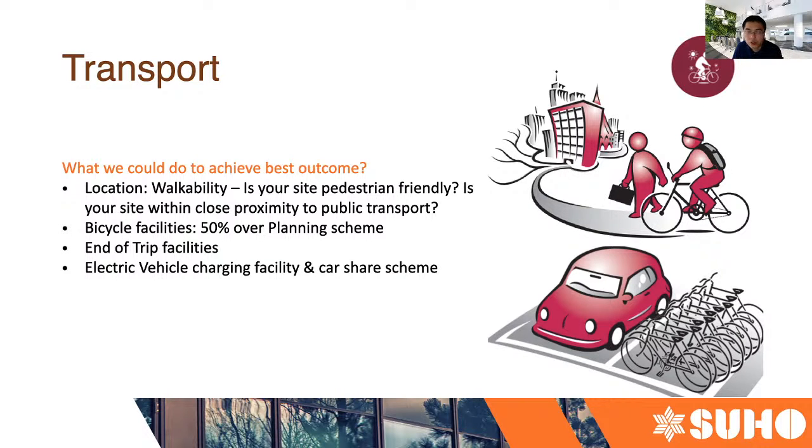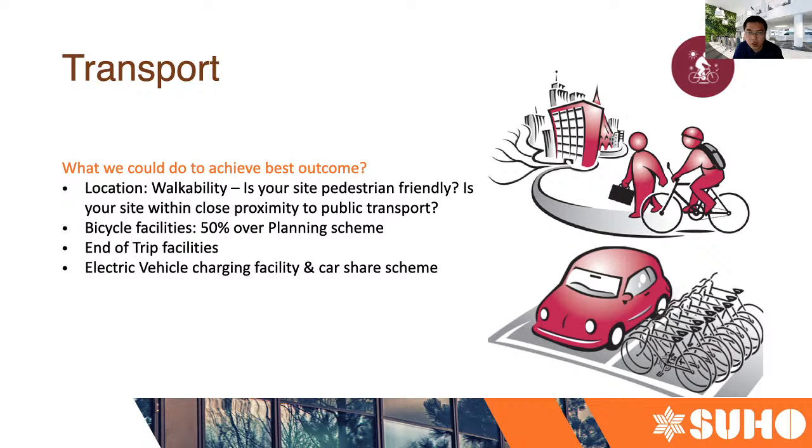Transport. For transport, the most important thing is location, as when your project is close to public transport, or there's some convenience store around. But location is not something we can change when your project is there. So other things we can do to improve the sustainability of your project is to encourage people to use more sustainable transport. So you can have bicycle facilities here.